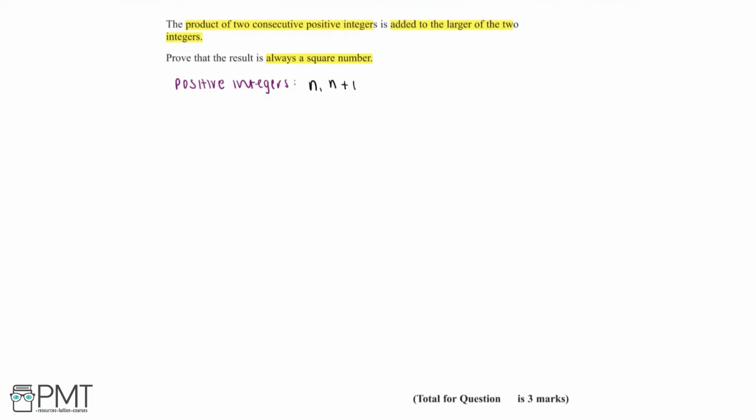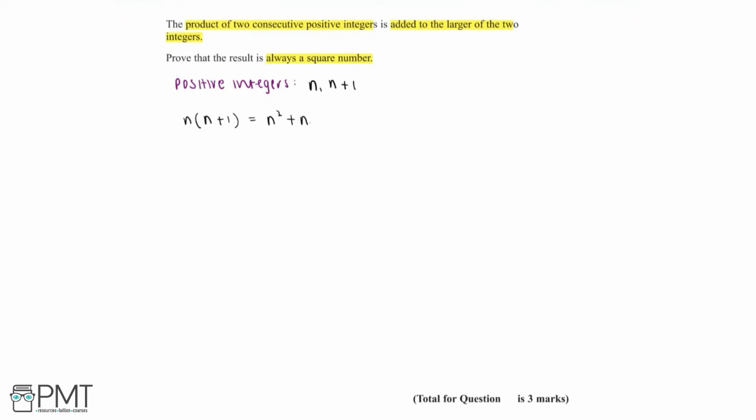So we now have our 2 positive integers n and n plus 1. We'll start by finding the product of these 2 consecutive positive integers. And so the product is what we get when we multiply the 2 integers together. N multiplied by n plus 1 is equal to n squared plus n.